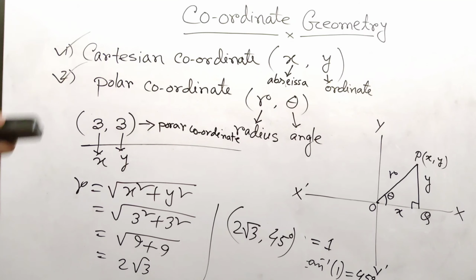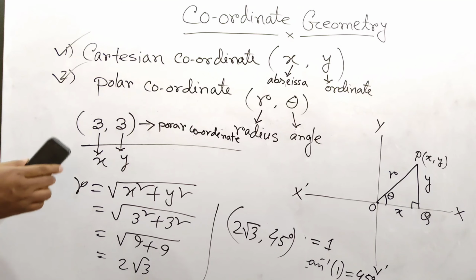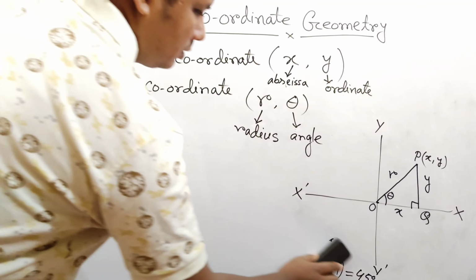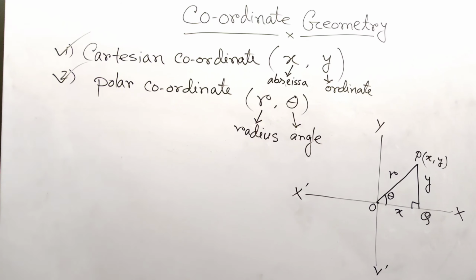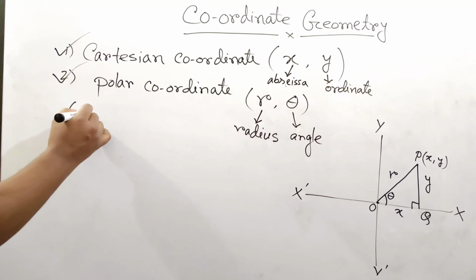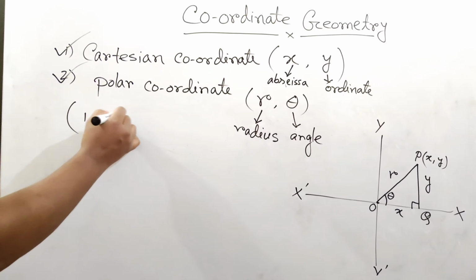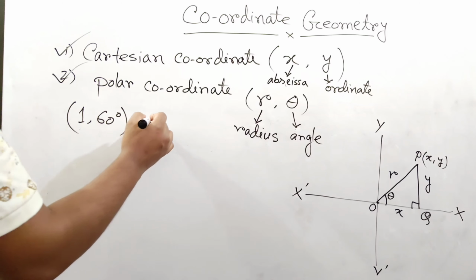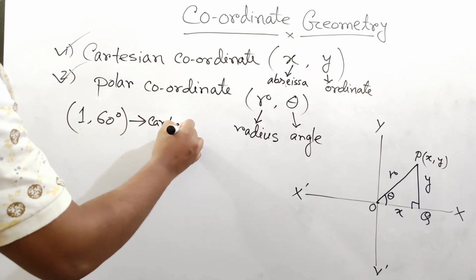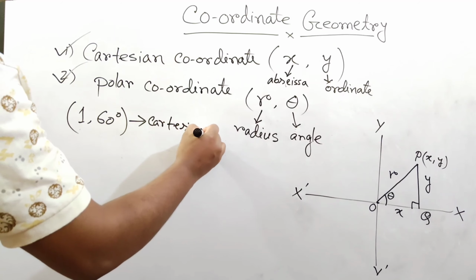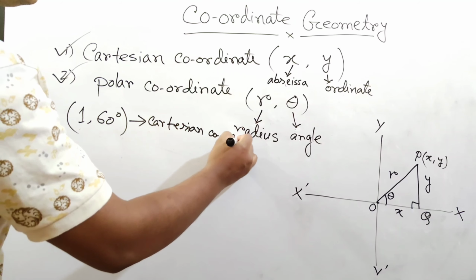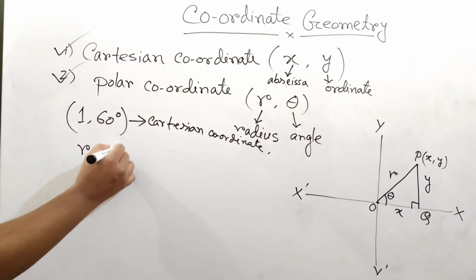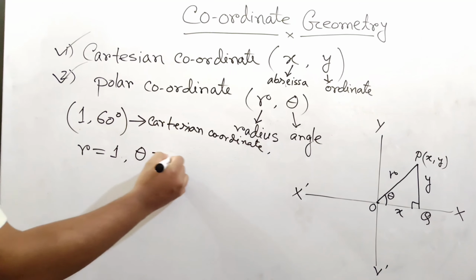I will show the opposite one. If the polar coordinate is given, what will be the Cartesian coordinate? Suppose a polar coordinate is given as (1, 60 degrees). We need to find the Cartesian coordinate. So here r equals 1 and theta equals 60 degrees.